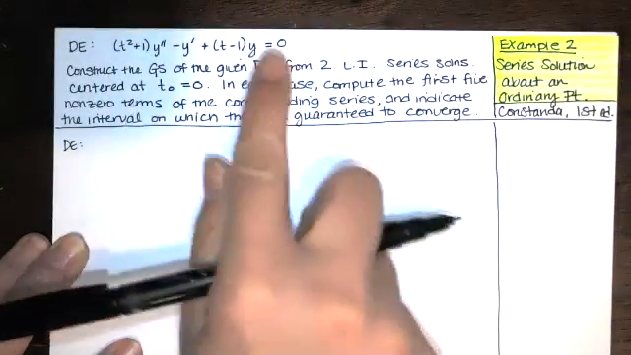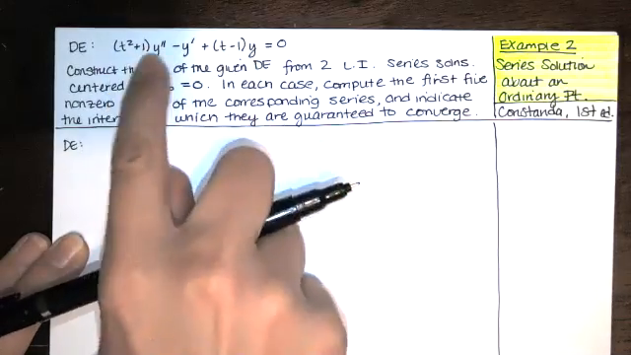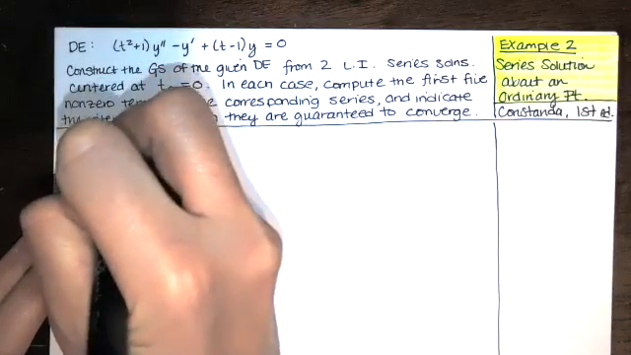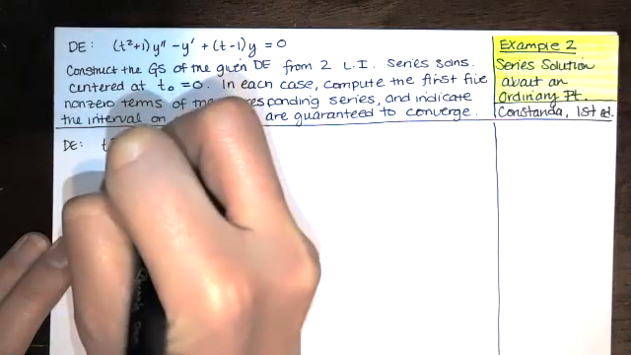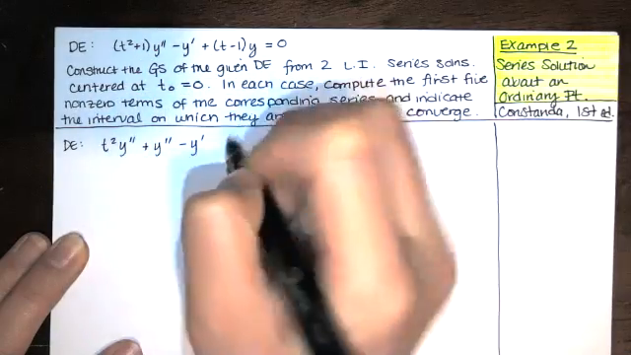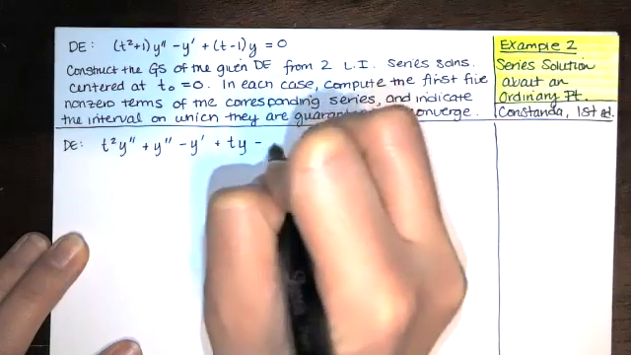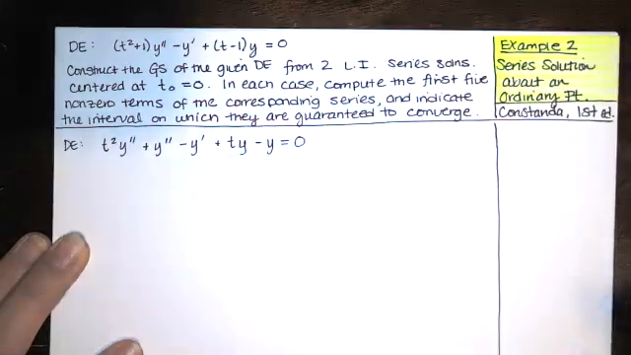So the first thing that I would do is I would distribute that y double prime and the y to these binomial expressions. So we'll have t squared times y double prime plus y double prime minus y prime plus t times y minus y equals 0.